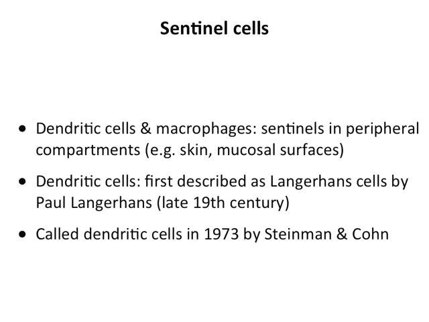Okay, let's move on now to the sentinel cells, another part of the innate response. These are dendritic cells and macrophages. These exist in peripheral compartments, your skin, mucosal surfaces, first described as Langerhans cells in the late 19th century, and then in 1973, Ralph Steinman and Zanvil Cohn here in New York City called them dendritic cells.